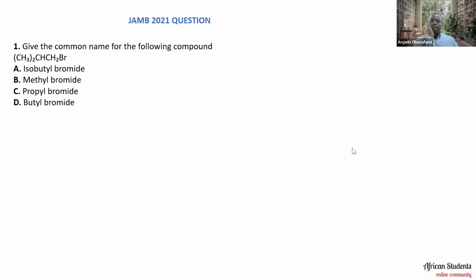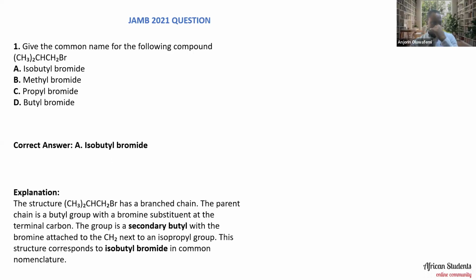So we're looking at this question critically, and the options that are set before us. The right answer to this one is actually A, isobutyl bromide. And the reason for choosing this is because the structure of butyl bromide has a branch chain. The parent chain is a butyl group with a bromine substituent at the terminal carbon. The group is a secondary butyl with the bromine attached to the CH2 next to an isopropyl group. Now, this structure corresponds to isobutyl bromide in common nomenclature. So that's why we chose that as our answer.